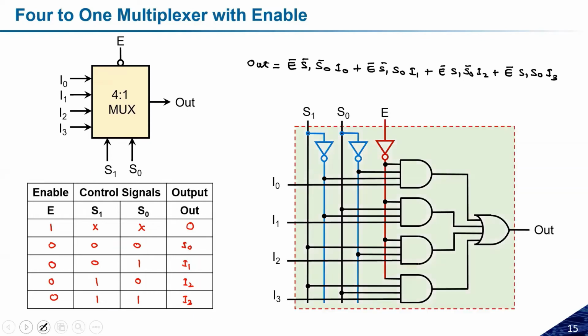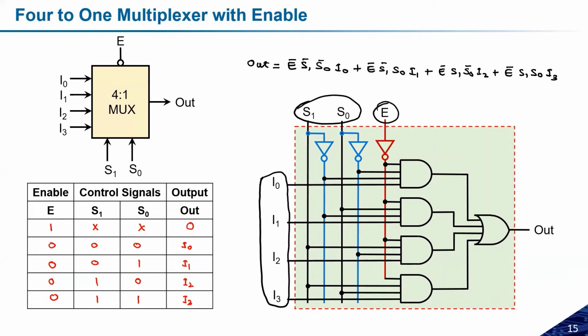In summary, this will be the 4:1 multiplexer with enable signal. Here S0 and S1, these two are the control signals. E is the enable signal. I0 to I3 are the input signals, and out is the output signal.